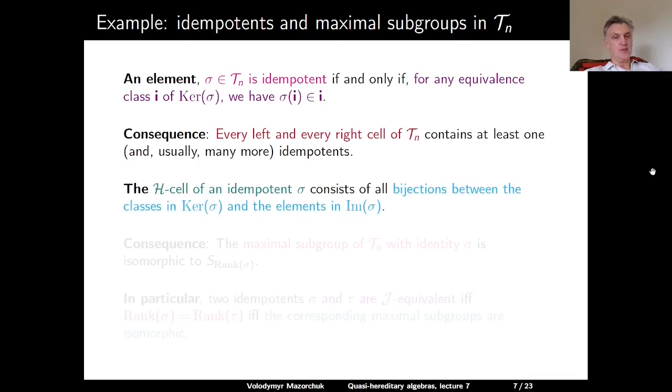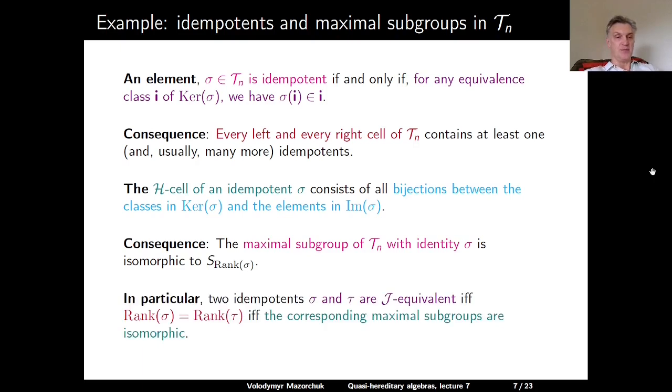The H cell of an idempotent sigma consists then, of course, of all bijections between the classes in the kernel of sigma and the elements in the image of sigma. So this means that the maximal subgroup of Tn with identity our idempotent sigma is isomorphic to the symmetric group on rank sigma elements. In particular, we see that two idempotents are J-equivalent if and only if their ranks are the same, as we saw in the previous slide, if and only if the corresponding maximal subgroups are isomorphic.